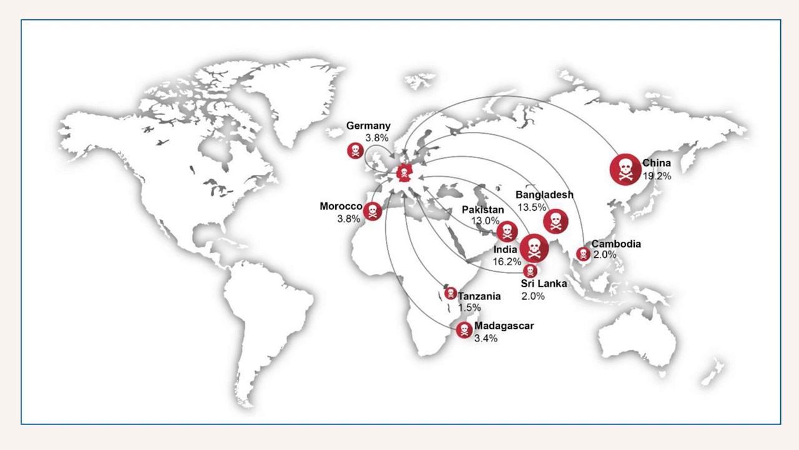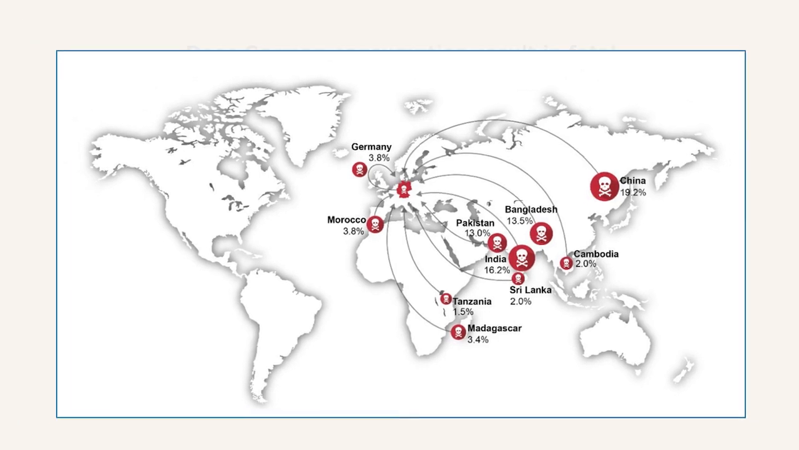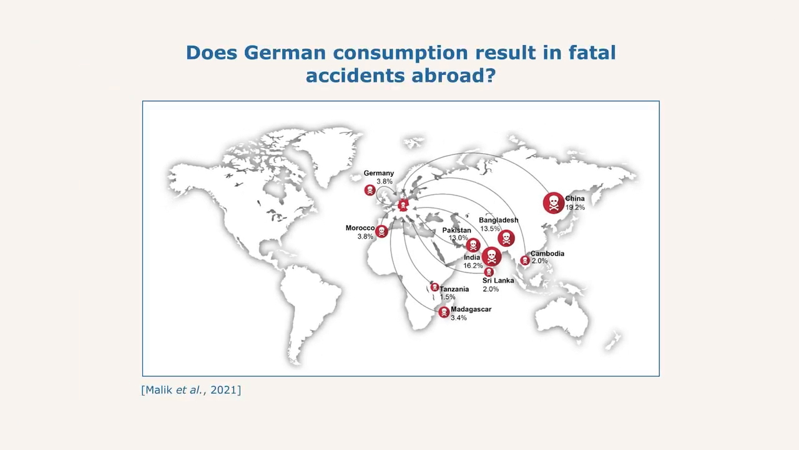They found that Germany is responsible for around 20% of the EU's spillover footprint associated with textile-related imports. And this figure shows us where the associated workplace fatalities are occurring. We can see the greatest spillover is into China, where 19.2% of the fatal accidents associated with this German consumption occur, followed by India at 16.2%. These imports are also implicated in workplace accidents in Africa, particularly Madagascar and Tanzania.